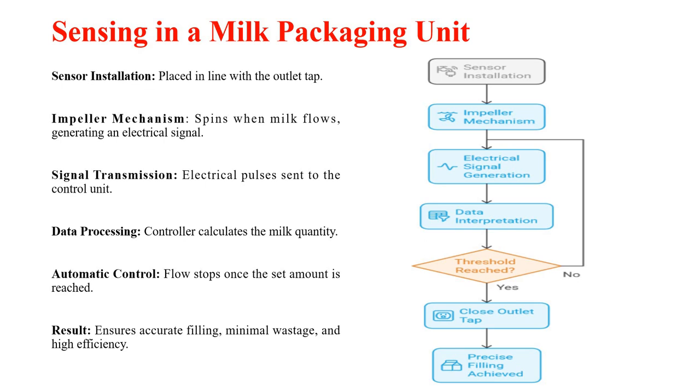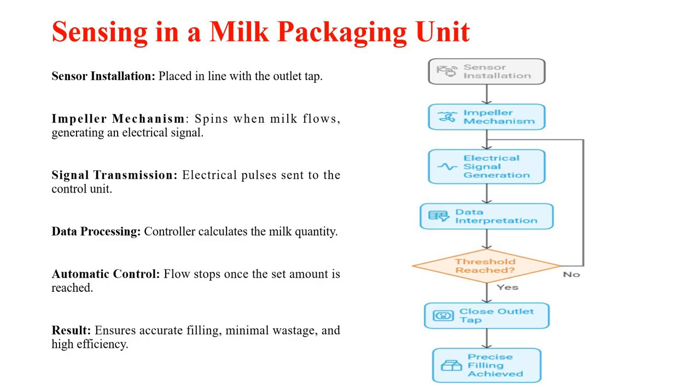Then you have sensing in a milk packaging unit. Now, here it is an illustration of sensing in a milk packaging unit, where smart sensors play an important role in ensuring accurate and efficient filling of milk into the containers. So the mechanism is as follows here. That is, first is a sensor installation.